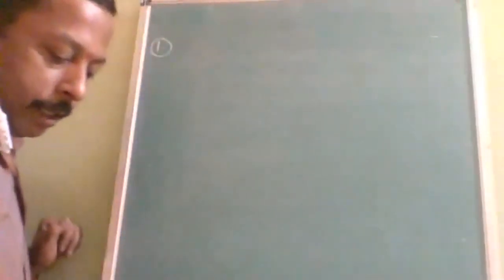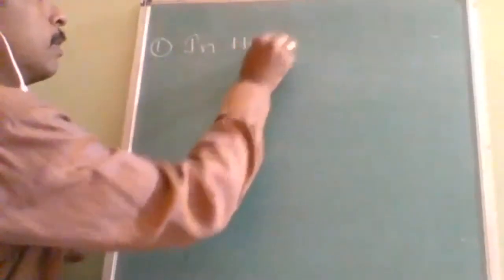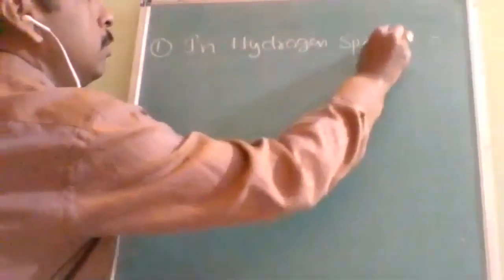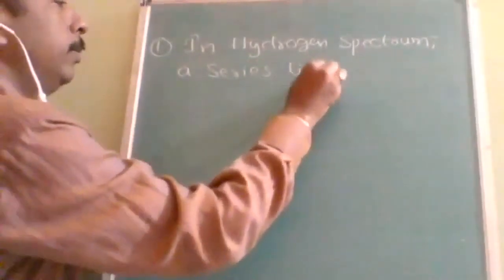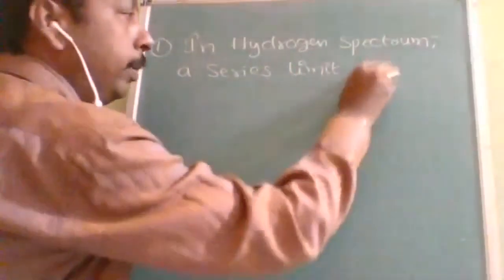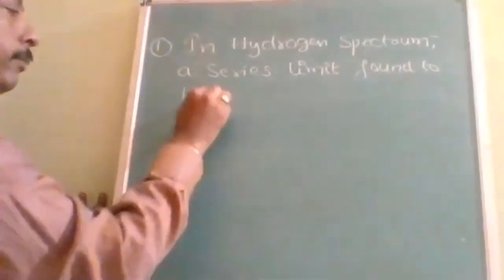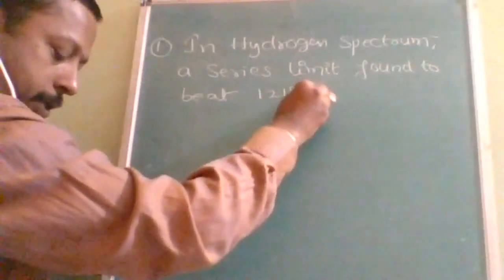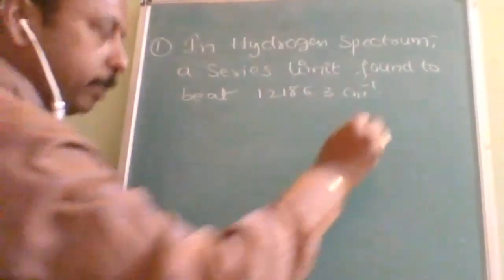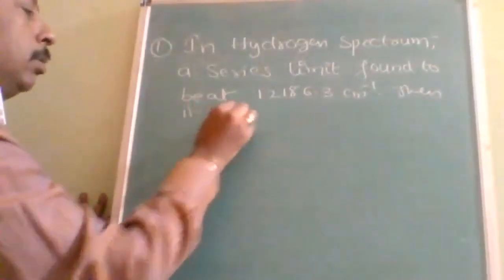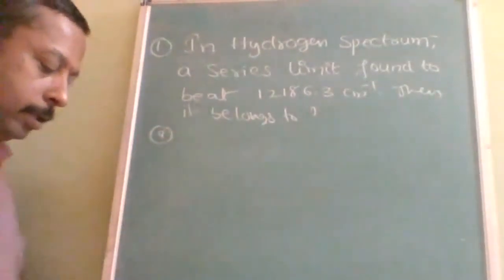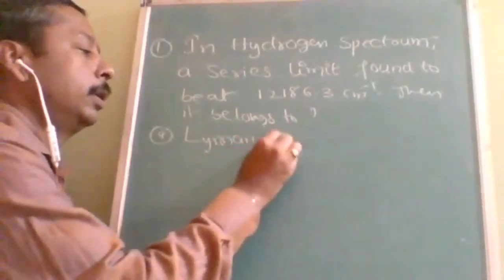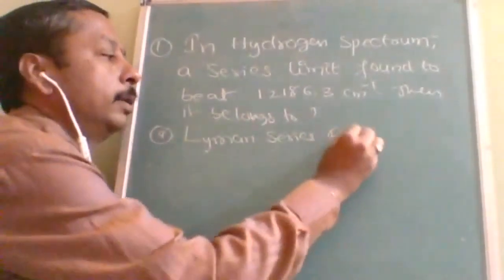Now here, the very first question I'm going to write, on the hydrogen spectrum. In hydrogen spectrum, a series limit is found to be at 12186.3 centimeter inverse. Then it belongs to, okay, the series name you should write. The first option they have given is Lyman series. The second is Balmer series.